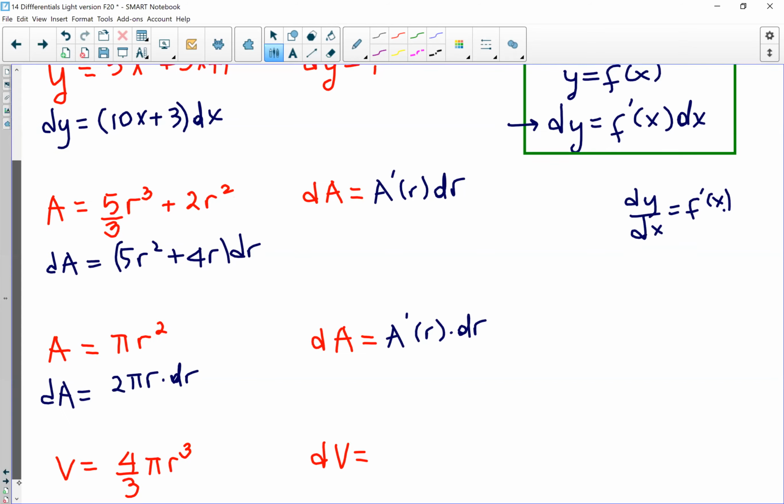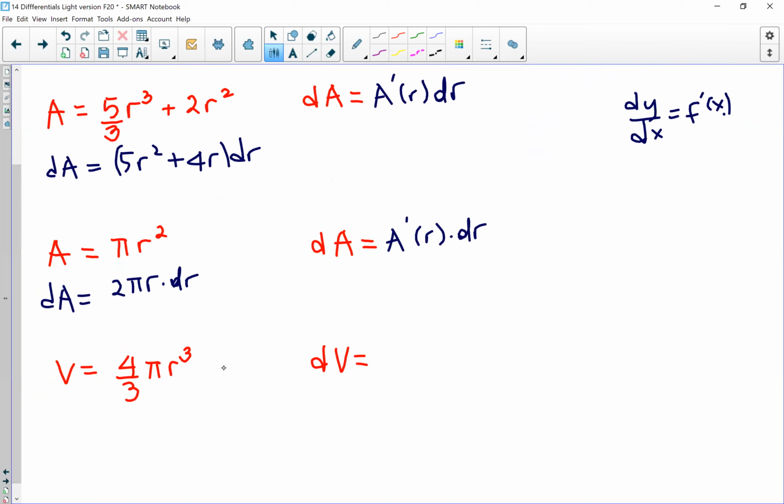Okay, so let's do this one last time. If volume equals this equation, what is dV? It'll be V prime of r dr, because again the variables are functions in terms of r. So dV equals, differentiate the given function. When you bring the 3 down, the 3's will cancel. Subtract 1 from the power times dr.